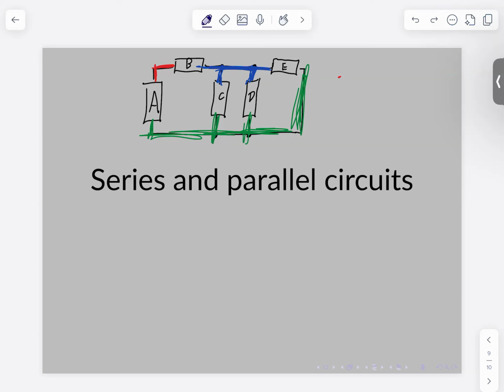What is the blue line? Like, one of the wires connecting B, C, D, and E. So they're not a series or a parallel? A wire is never in series or in parallel. Series and parallel are words that describe relationships between components.